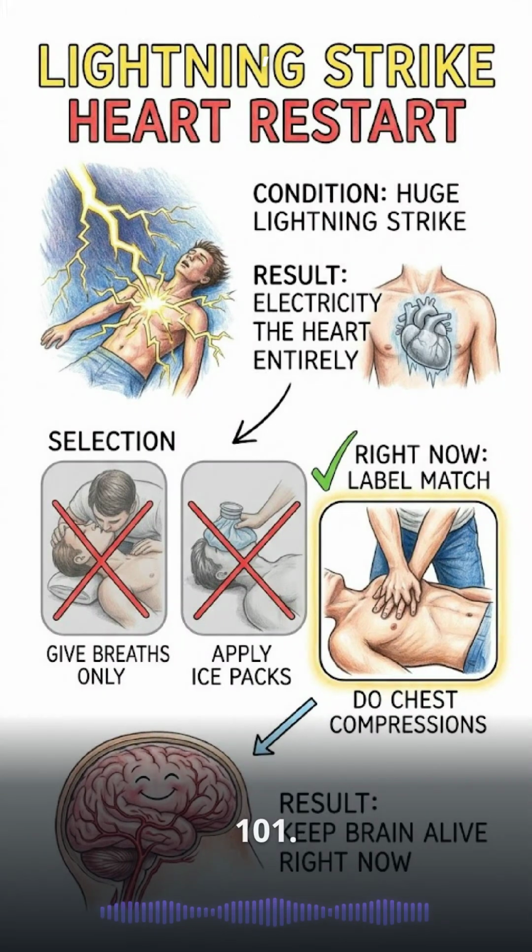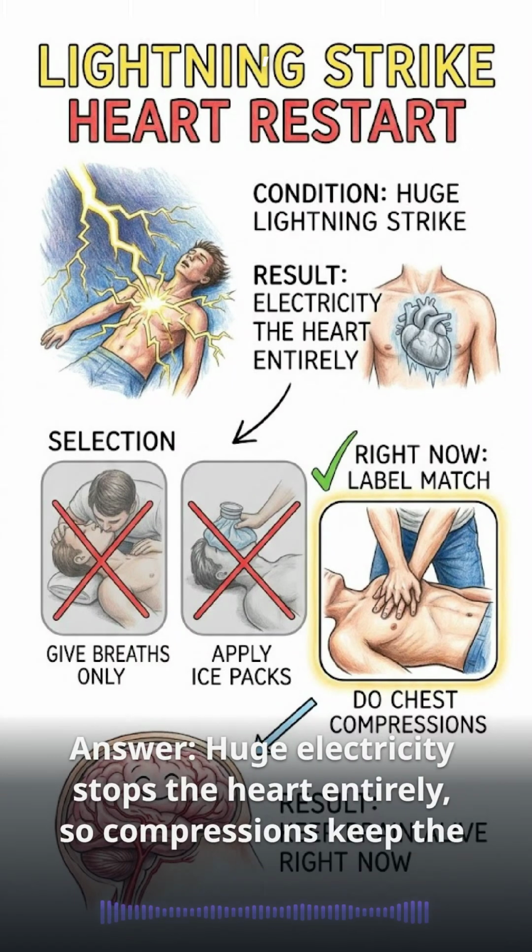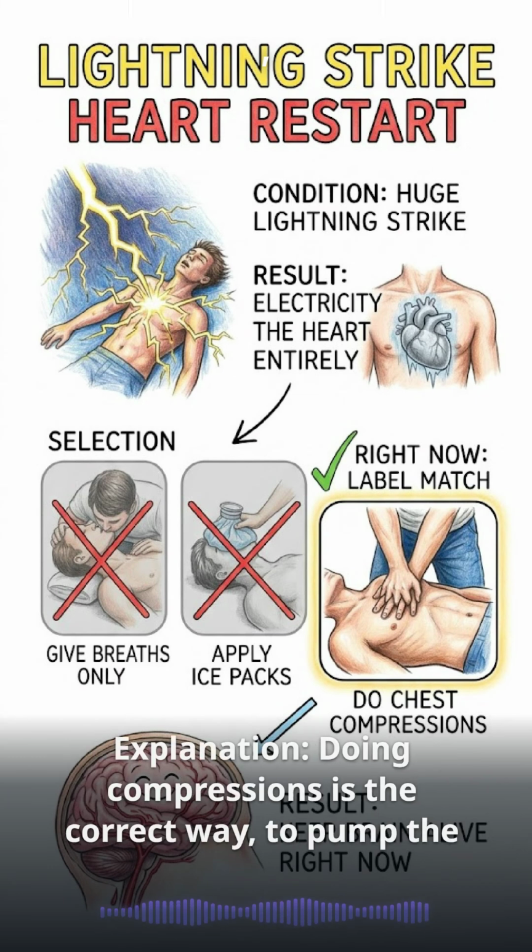101. Why must you do chest compressions right after a huge bad lightning strike event? Huge electricity stops the heart entirely, so compressions keep the brain alive right now. Doing compressions is the correct way to pump the blood when the heart fails completely.